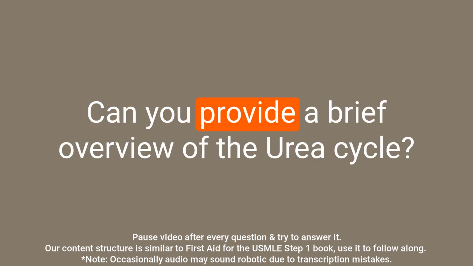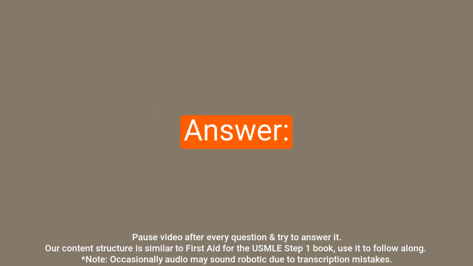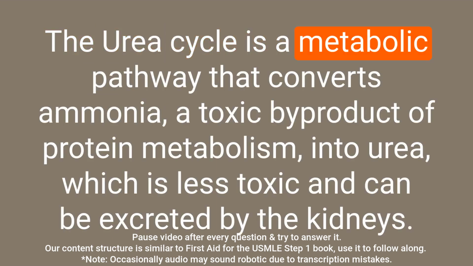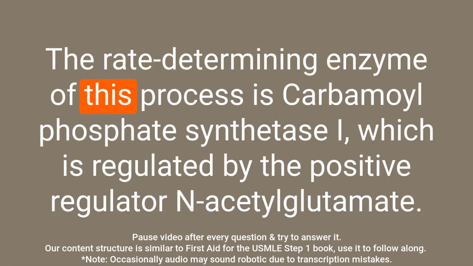Question: can you provide a brief overview of the urea cycle? Answer: the urea cycle is a metabolic pathway that converts ammonia, a toxic byproduct of protein metabolism, into urea, which is less toxic and can be excreted by the kidneys. The rate-determining enzyme of this process is carbamoyl phosphate synthetase I, which is regulated by the positive regulator N-acetylglutamate.